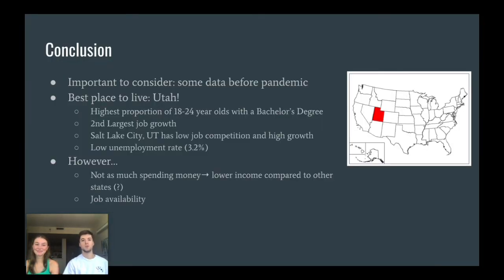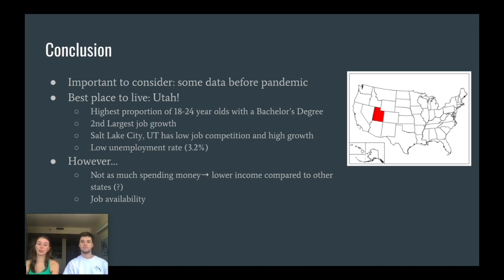Moving into our conclusion, it is important to consider that some of this data was taken before the pandemic, and it definitely could have changed within the past 2 to 3 years. With that being said, through our research, we found that the best place to live is Utah. It has the highest proportion of 18 to 24-year-olds with a bachelor's degree, which was our initial point of interest. It has the second largest job growth. Salt Lake City in particular has low job competition and high growth. And there's also a low unemployment rate of 3.2%.